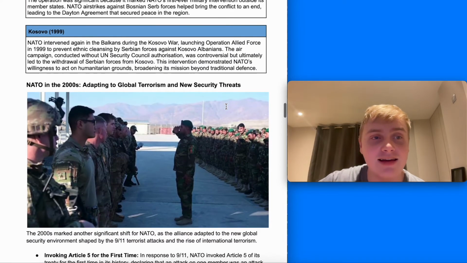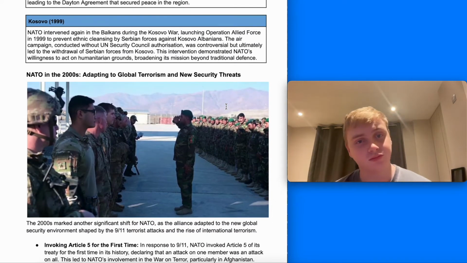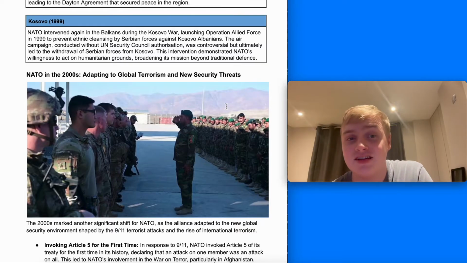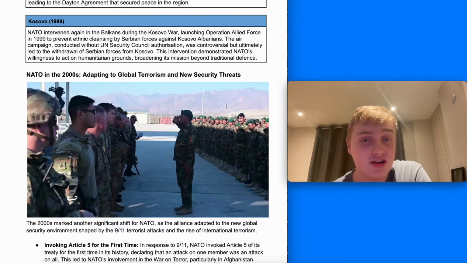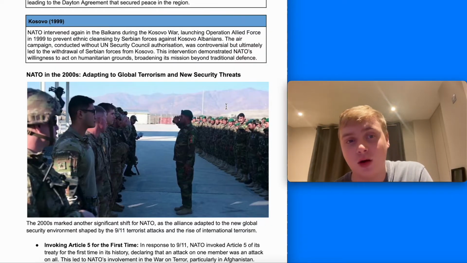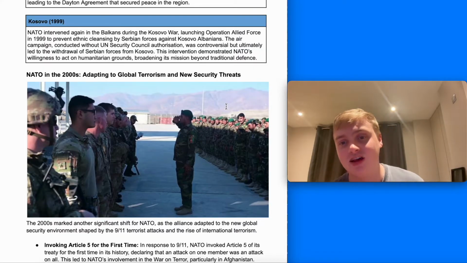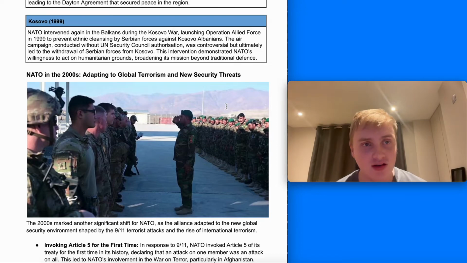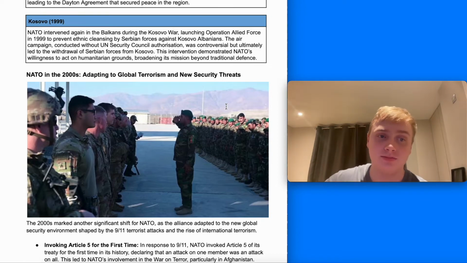It intervened again in 1999 in Kosovo to prevent ethnic cleansing by Serbian forces against Kosovo Albanians, and the air campaign was controversial because it did do a lot of damage, but ultimately led to the withdrawal of Serbian forces from Kosovo. And this demonstrated NATO's willingness to act on humanitarian grounds and be an active security and military actor in the world.